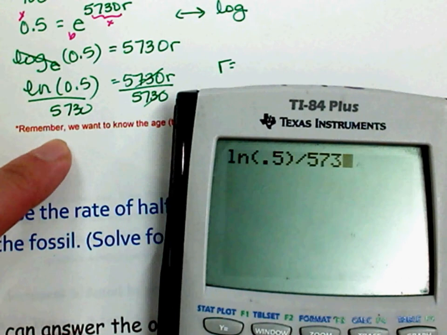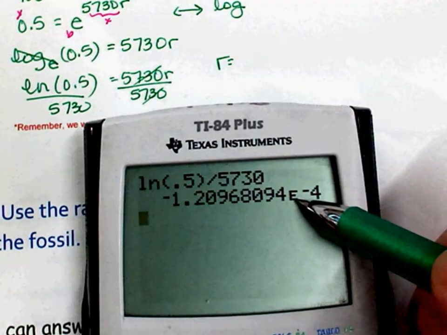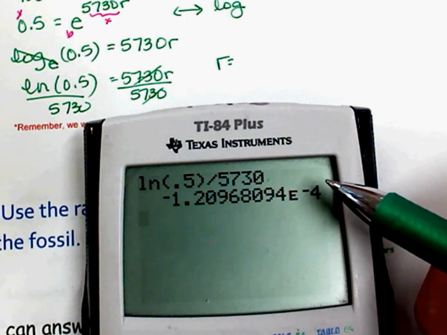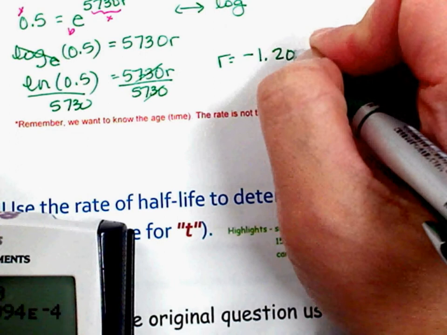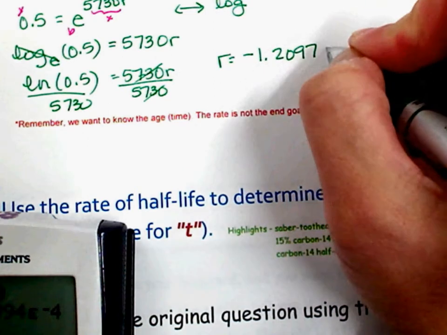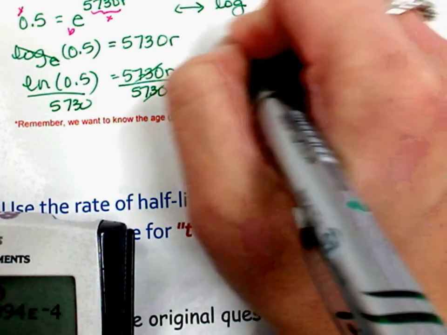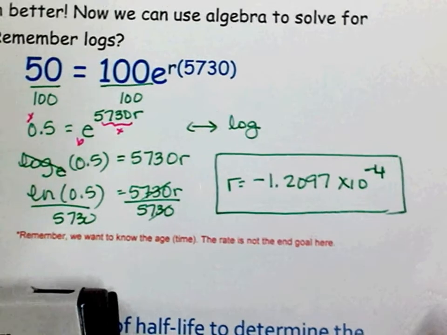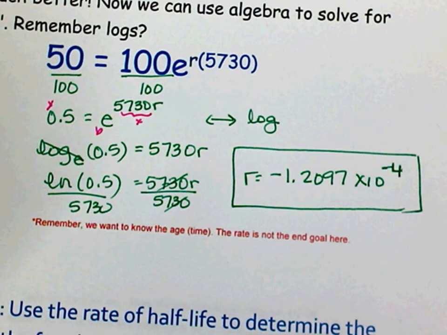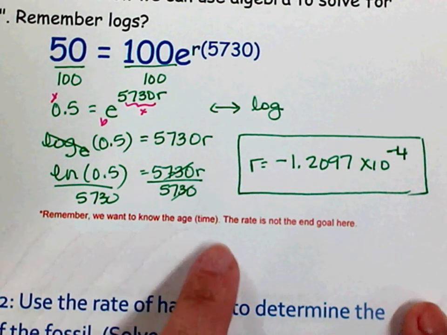So what is the rate? Now, you guys see that E? That's just an exponent, okay? Four decimal places. So negative 1.2097 times 10 to the negative 4. That is the rate of the decay at half-life for carbon-14. Okay, that is not the question. The question is, how long? We want to know the age. The rate is not the end goal here.